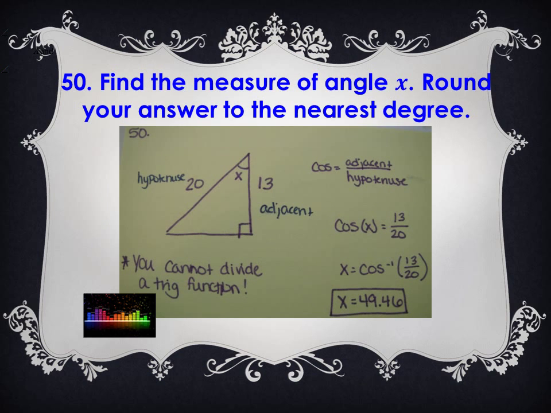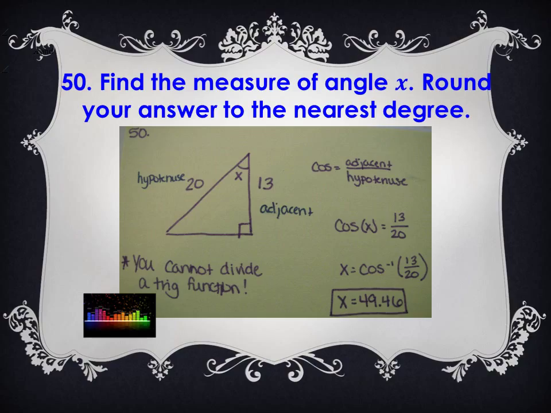For this problem, we are trying to find an angle of a triangle, meaning we will have to use inverse trig functions. We are given the side adjacent or next to our angle as well as the hypotenuse. Which trig function uses both adjacent and hypotenuse? Cosine. So we take the cosine of our angle and set it equal to our adjacent side, which is 13, over the hypotenuse, which is 20.